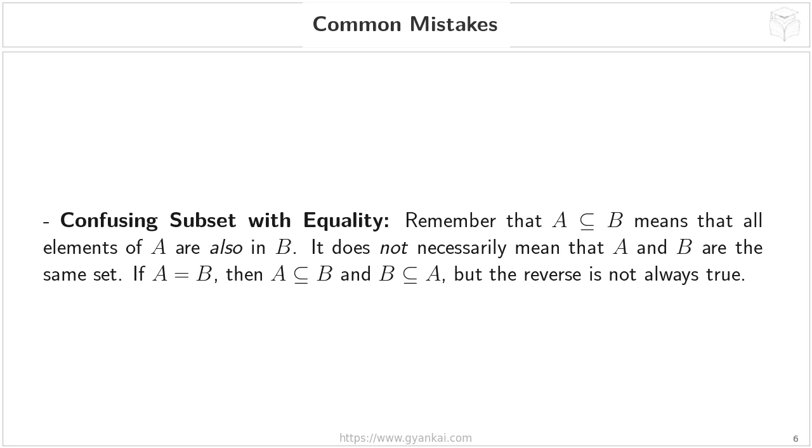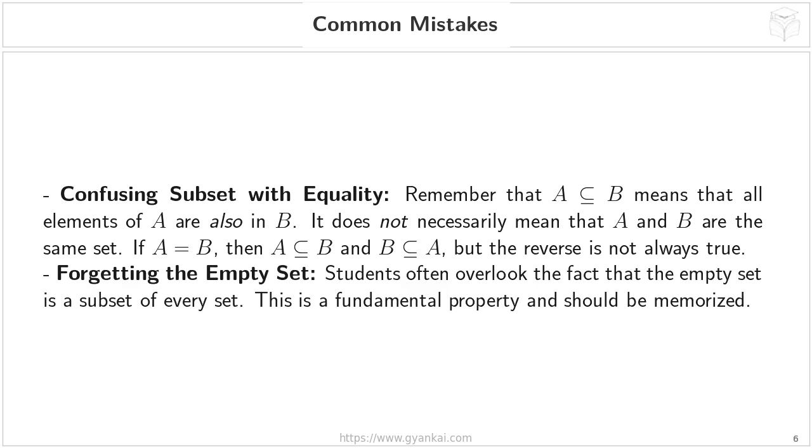Think of it like this. All squares are rectangles, so the set of squares is a subset of the set of rectangles, but not all rectangles are squares. Next, we have forgetting the empty set.